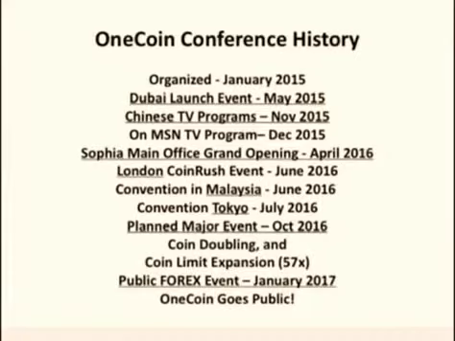They had a big conference in London in June, a conference in Malaysia in June, convention in Tokyo in July, and a big major event is planned somewhere in October 1st, I believe, where they're going to announce that for everybody that has coins, they're going to double the number of coins that they have in their account, and that's when they're also going to expand the limit of the coins, upper limit, by a factor of 57. Then in January, they plan to go public.